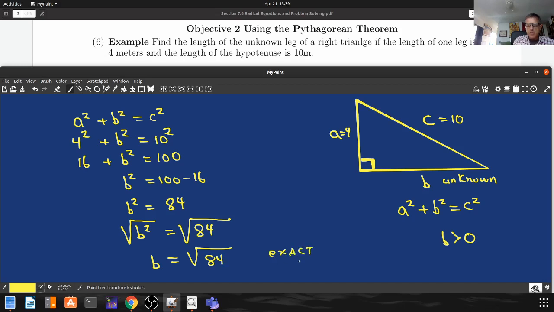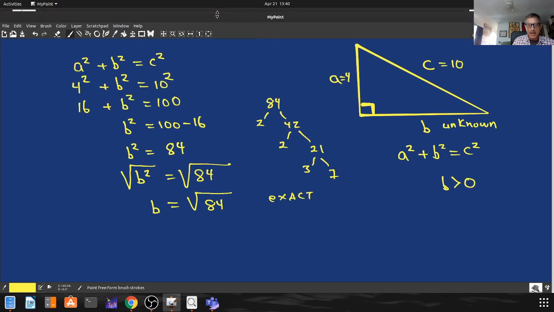So if you want to know how much that is on the number line, you have to get a calculator out. Or of course we could have reduced this and done a factor tree, 84 to 42, 2, 21, 3, and 7. So let's go ahead and at least do that.